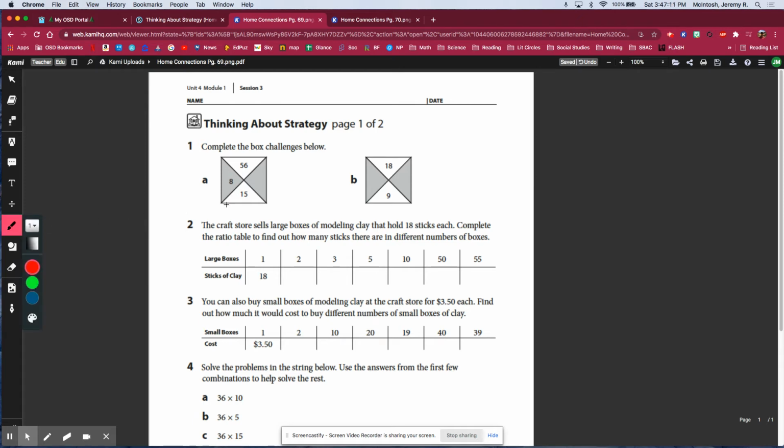All right. Hey, mathematicians. So I will work on page 69 and 70 with you in Home Connections if you'd like to do these two pages with me. So thinking about strategy, page 1 of 2.